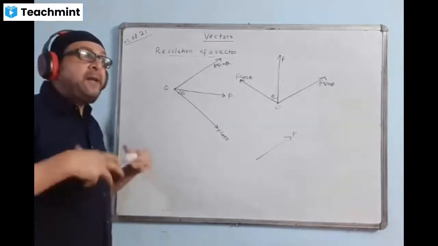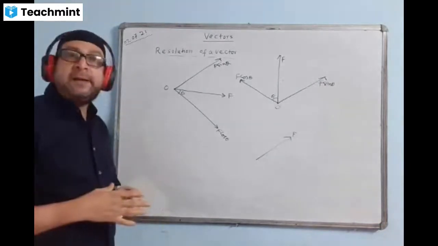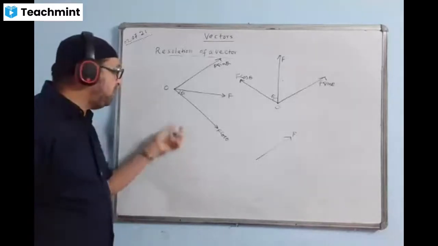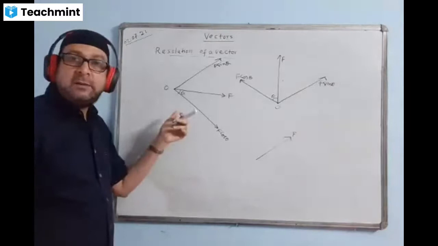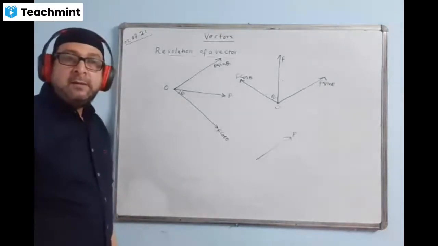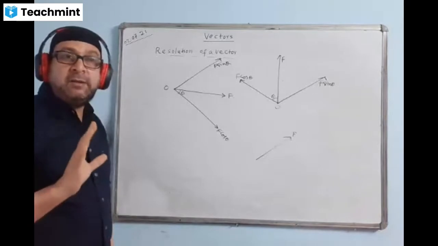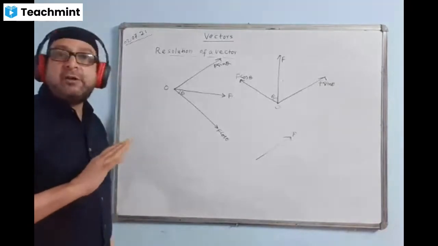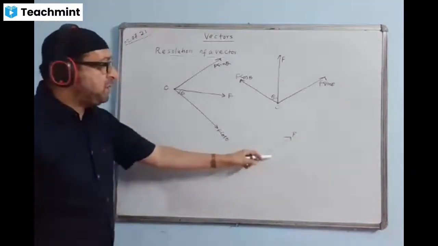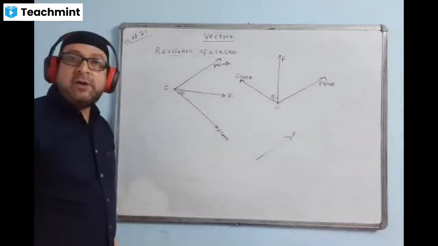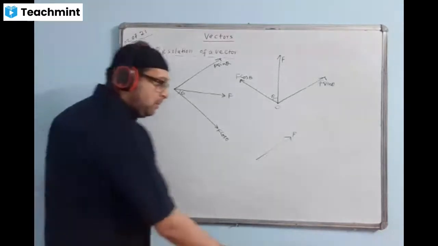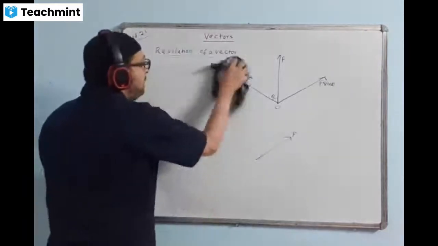But generally we break it in terms of the horizontal component along the x-axis and the vertical component along the y-axis. In most cases, we will be breaking a vector into rectangular coordinates, that means along the x-axis and y-axis. If it is already horizontal, we will not break. If it is already vertical, we will not break. Hope you understood this point.